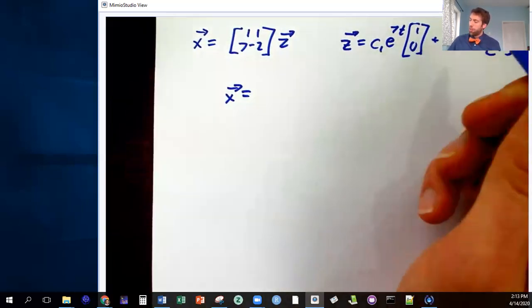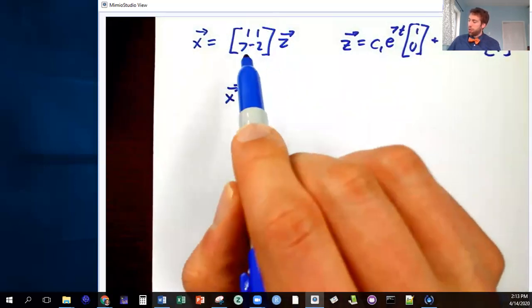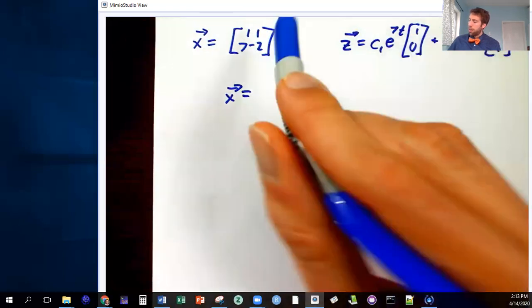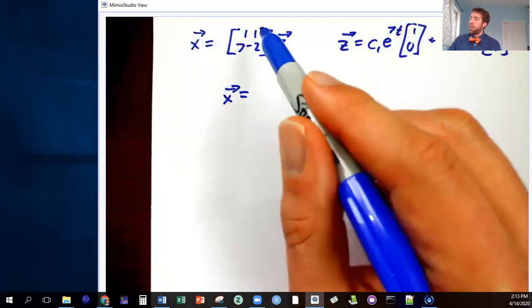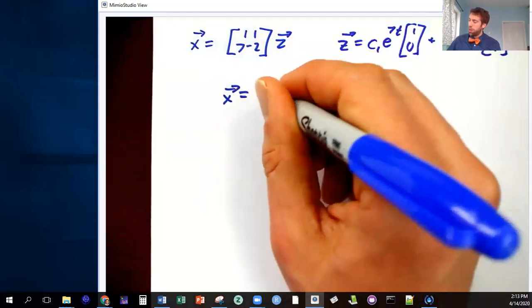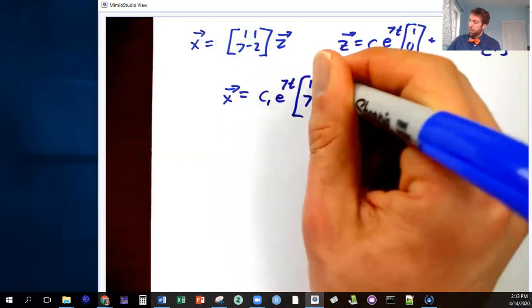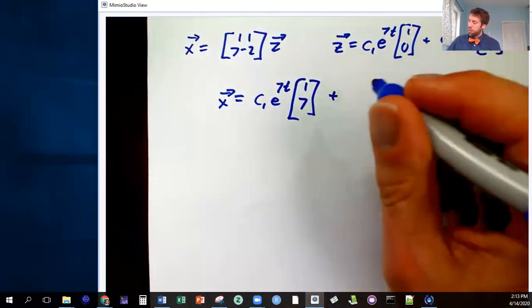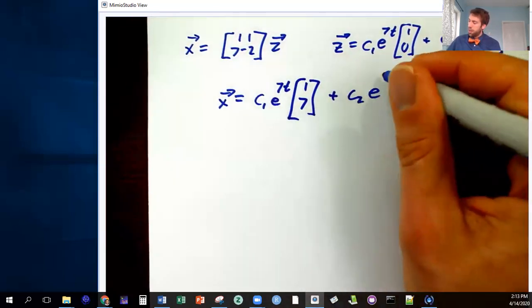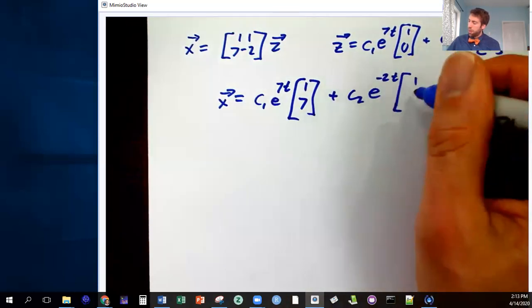So you just multiply it by each vector, and this times the first vector will give you the first column, and this times the second vector gives you the second column. So x equals c1 e to the 7t times (1, 7) plus c2 e to the negative 2t times (1, negative 2).